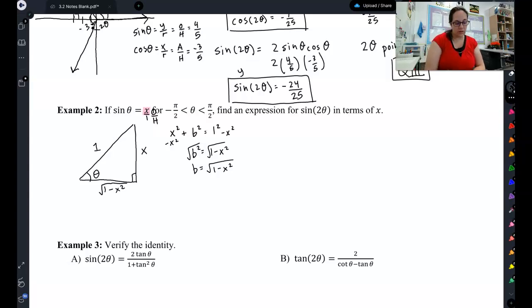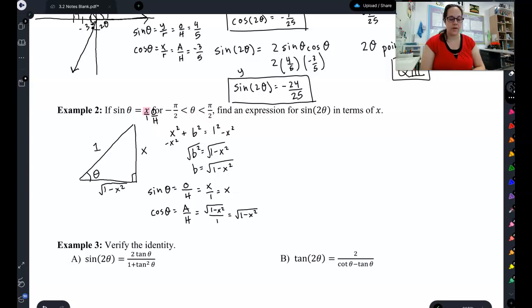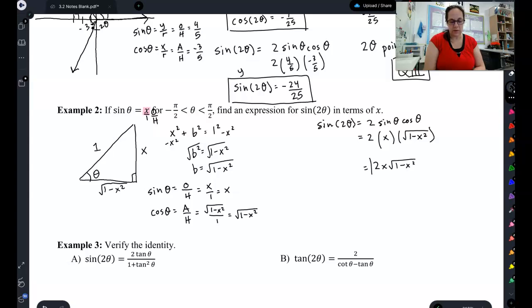Now that I have all that done, I can label what sine of theta and cosine of theta are going to be. So SOH and CAH: opposite over hypotenuse and adjacent over hypotenuse. So that's my sine theta and my cosine theta. So now that I have all that, let's do sine of 2 theta, which we know to be 2 sine theta cosine theta. My sine of theta I just found was x. My cosine of theta was square root of 1 minus x squared. And if I put all that together, I get 2x square root of 1 minus x squared, which is my answer.